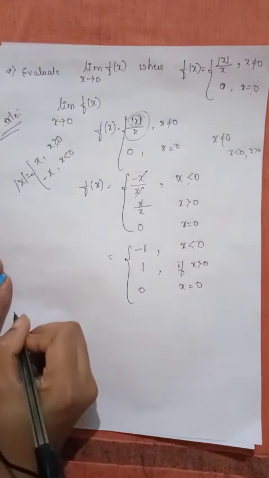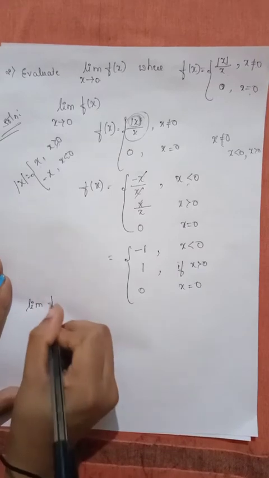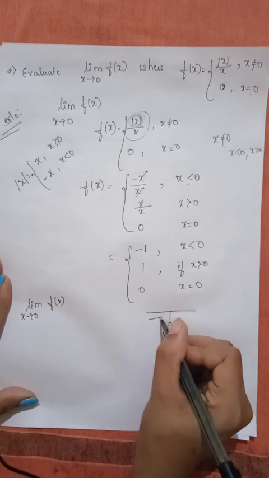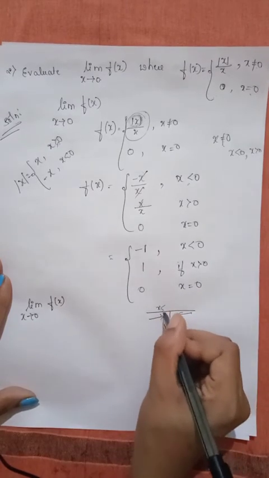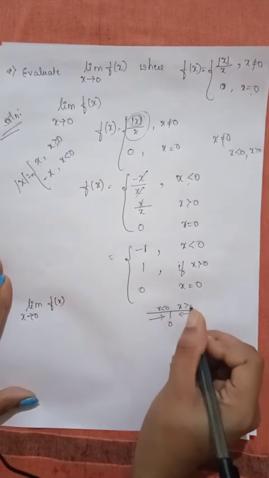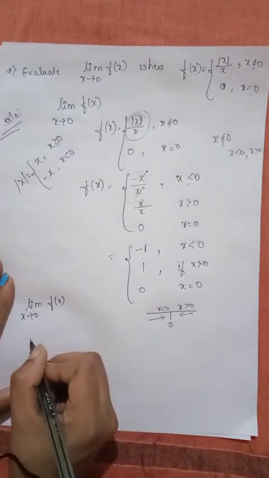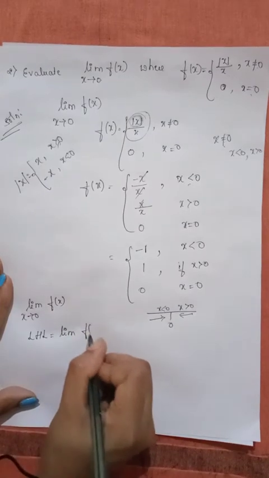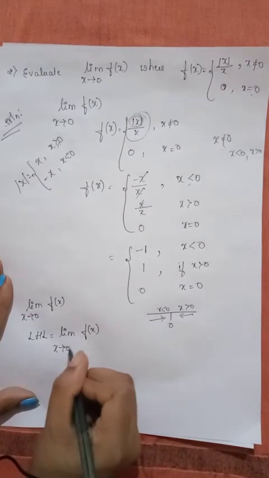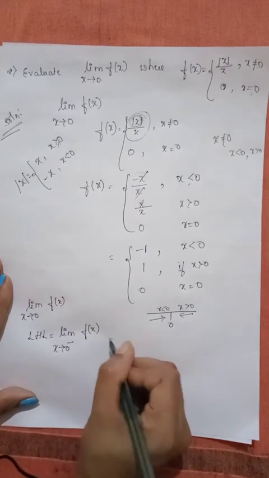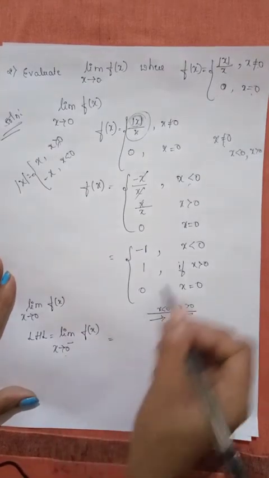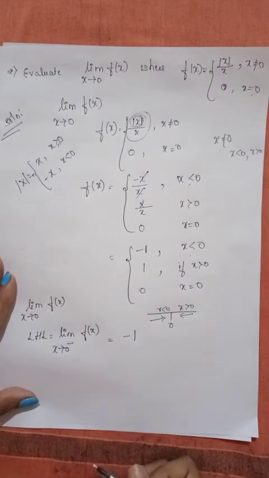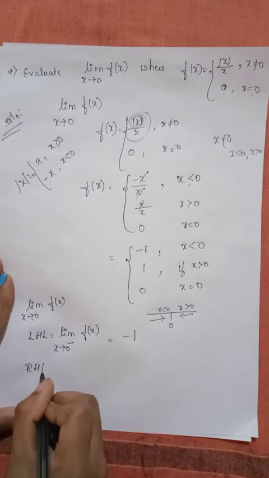So now what we have to find? We have to find the limit of f of x as x tends to 0. Now, x can approach 0 from two sides. When x is less than 0, it is the left hand limit, which is the limit of f of x as x tends to 0 from the left, meaning you are taking values of x less than 0. When x is less than 0, how is the function defined? It is minus 1. So what is your LHL? LHL is minus 1.